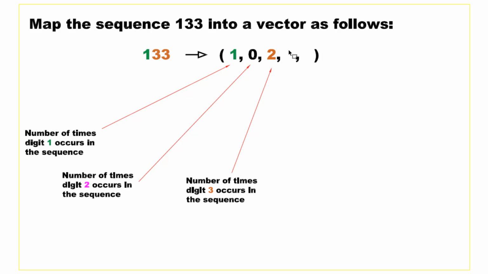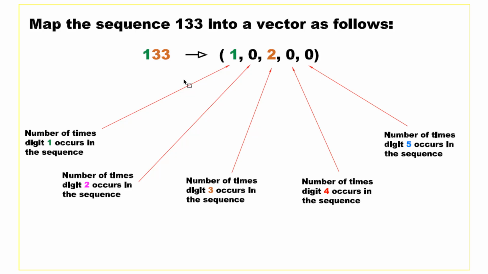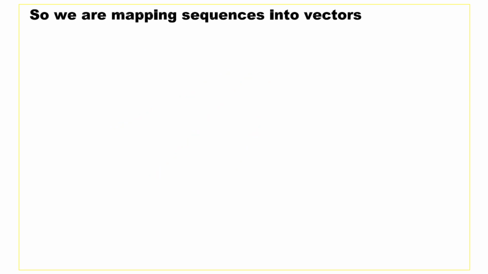And in the fourth component, we write the number of times digit 4 occurs, and this is 0. And in the fifth component of this vector, we write the number of times digit 5 occurs in this sequence, and that is 0 again. So now we mapped 1, 3, 3 into a vector of 5 components. Why 5 components? Because the objects we are dealing with are 5. So we are mapping all generated sequences composed of 3 digits into vectors.